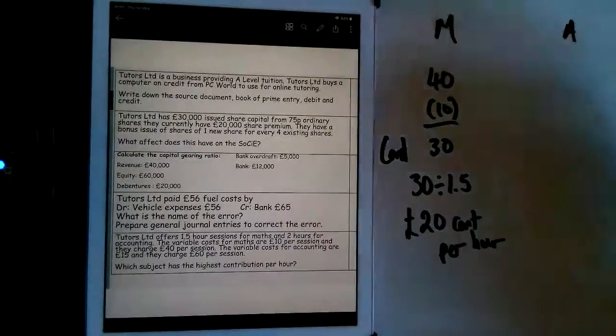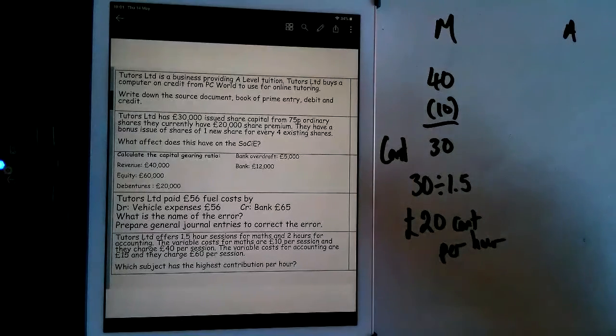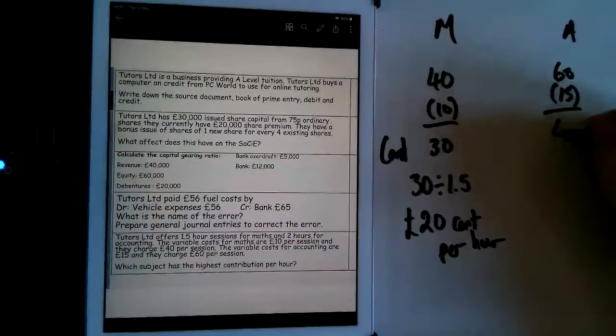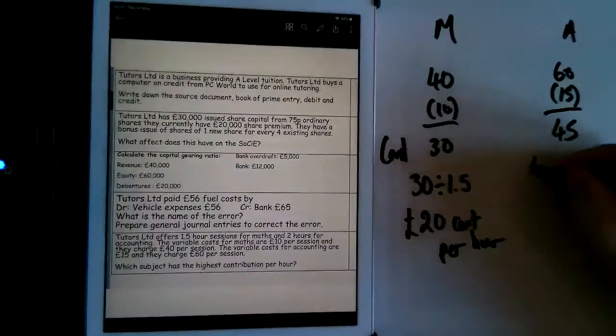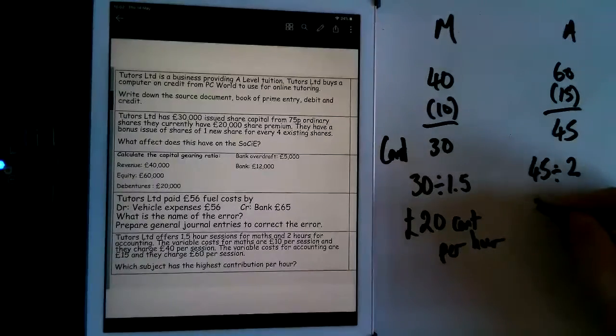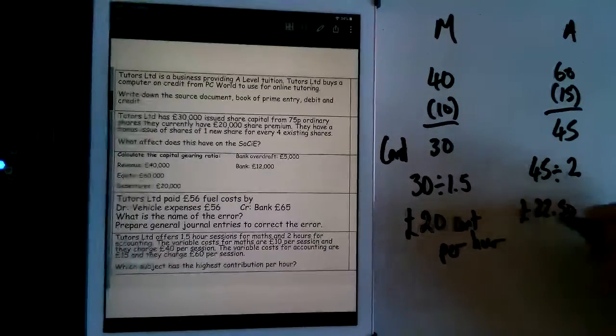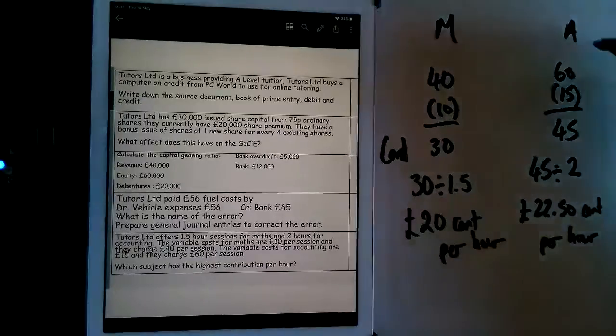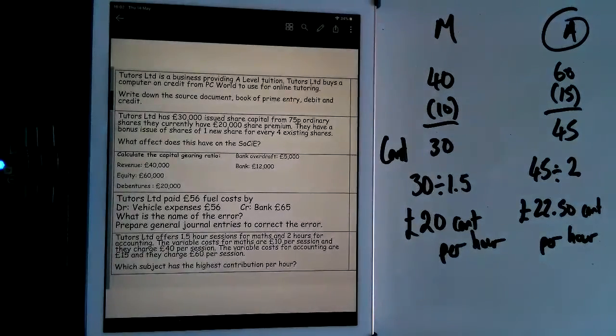Do the same for accounting. So accounting, the variable costs are 15 and they charge £60. So £60 take away £15, so it's £45 contribution. Divide that by how many hours? So it was 2 hours for accounting. So that gives us £22.50 contribution per hour for accounting. So accounting gives us the highest contribution per hour. So that's what we should focus on as a business.